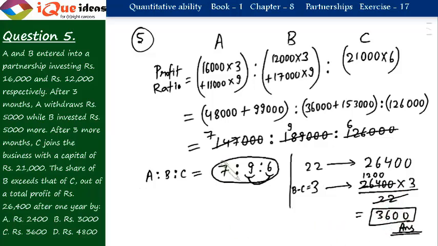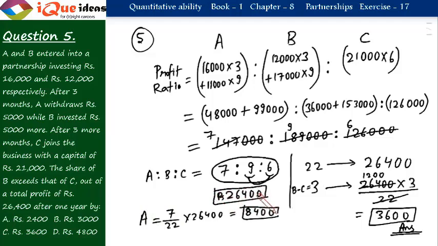Or the other way could be, now that you know the ratio is 7 is to 9 is to 6, the total 26,400 is the profit, you can actually calculate individually each one of them. So A is equal to 7 by 22 into 26,400, which would be equal to 8,400. Similarly, you can calculate B, which will be 9 by 22 into 26,400, which will be equal to 10,800.